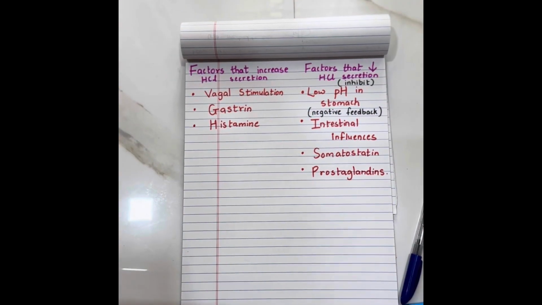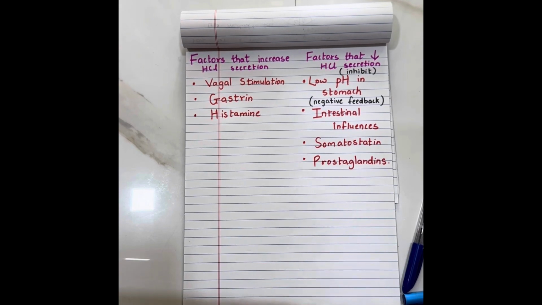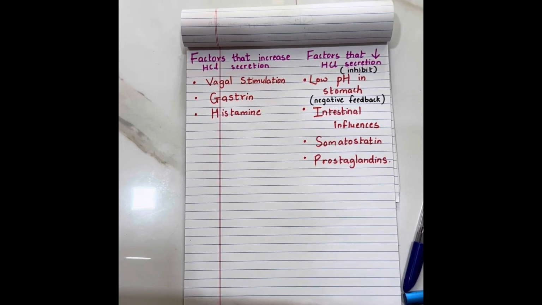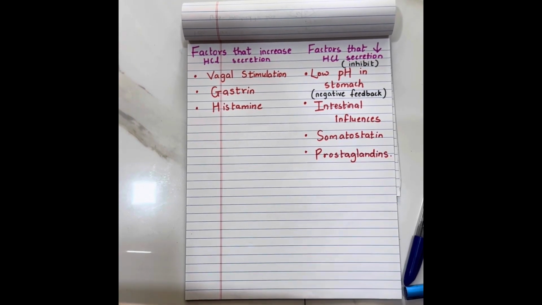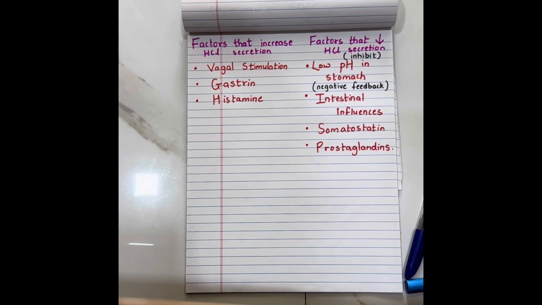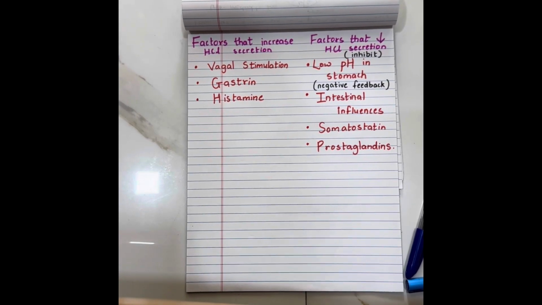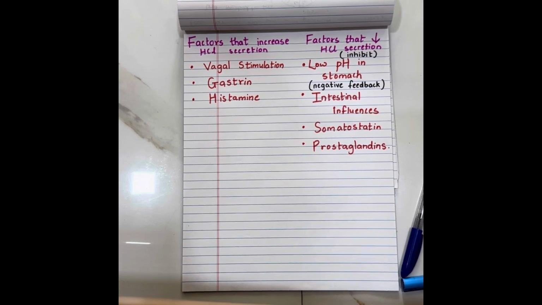Now factors that increase HCl secretion: vagal stimulation. Vagus nerve stimulation, meaning it's like a parasympathetic response, remember. So because of this response there is increased HCl secretion. Remember it like this: gastrin hormone and histamine. Vagal stimulation, gastrin and histamine increase HCl secretion.